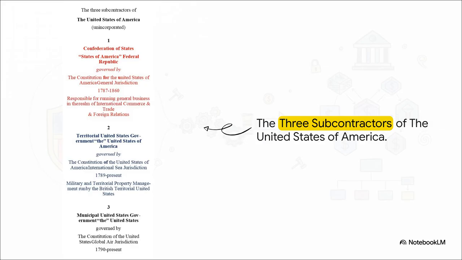According to the source material, this vast restructuring resulted in 3 distinct subcontractors managing affairs. You have the Confederation of States operating under general jurisdiction, the Territorial United States operating under international sea jurisdiction, and the Municipal United States operating under global air jurisdiction. It's crucial to note that the texts state these entities operate entirely distinct from the unincorporated republic.